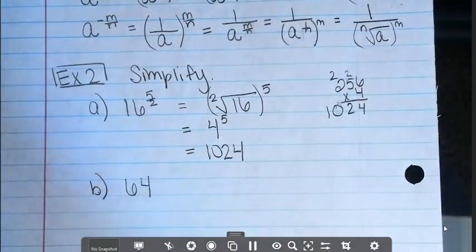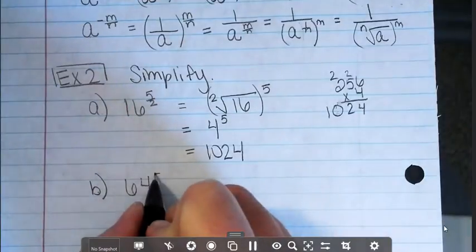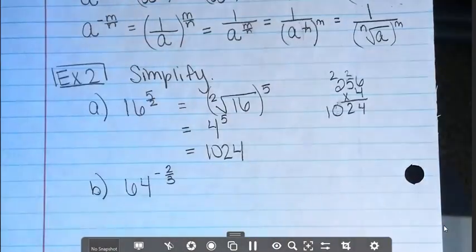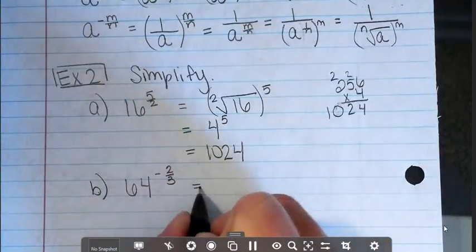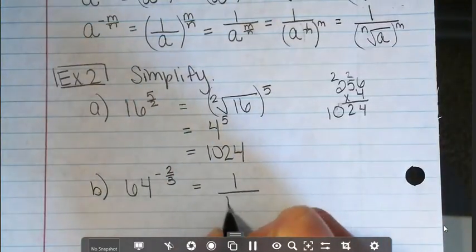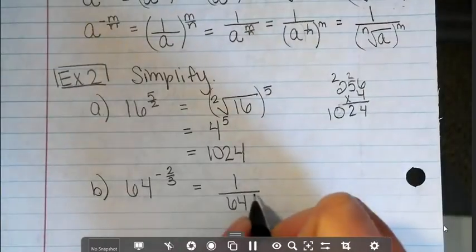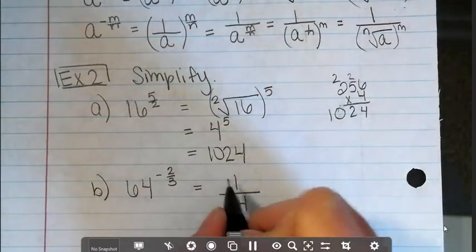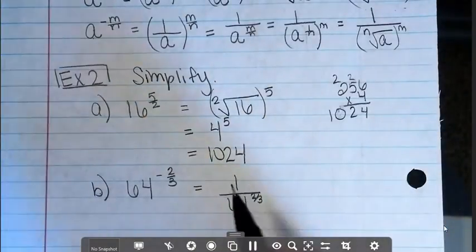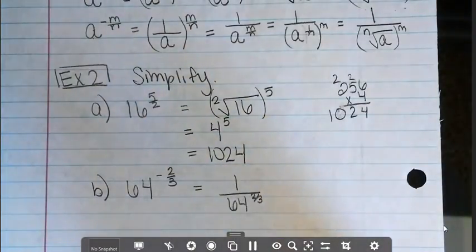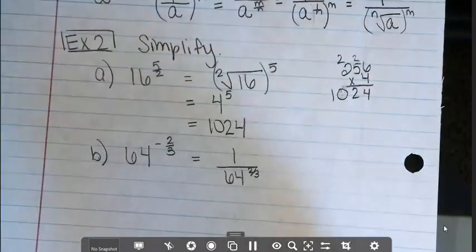64, let's throw a negative in there, to the negative 2/3. So, the first thing I'm going to do is I'm going to flip this. This is really 1 over 64. And you can write this a couple different ways, but I'm going to put this as to the 2/3 power, because the 1 doesn't really matter. Maybe I'll do another one where I show you guys that.